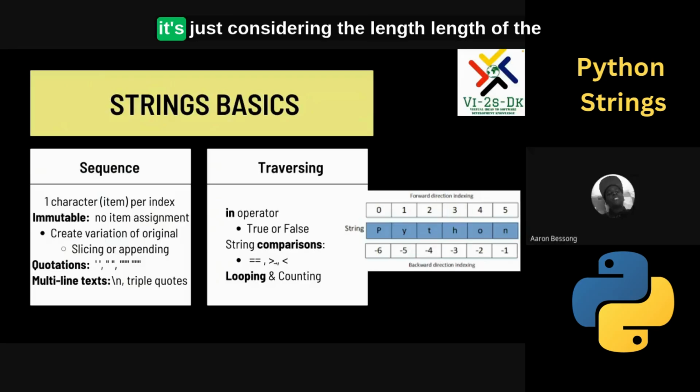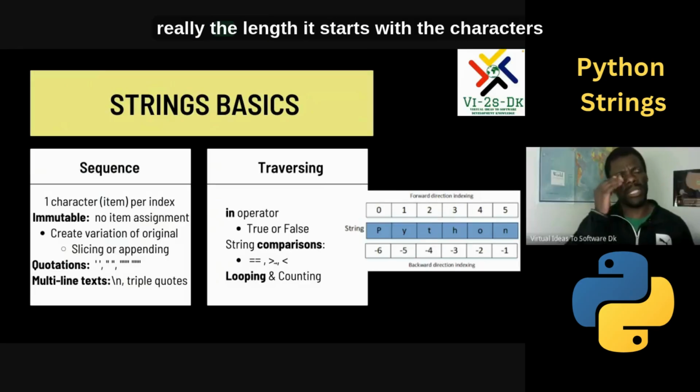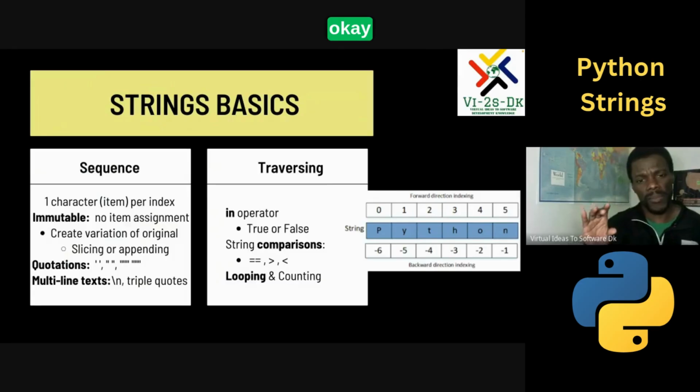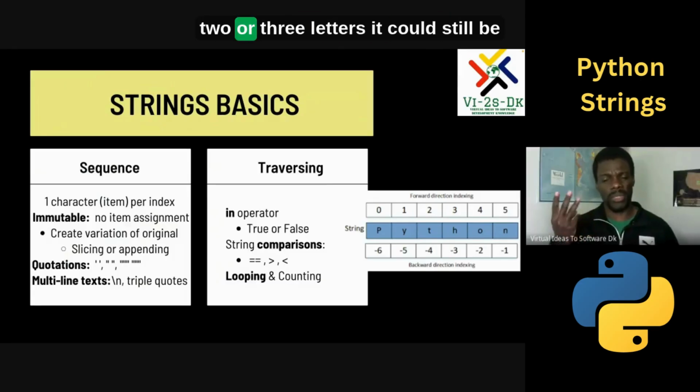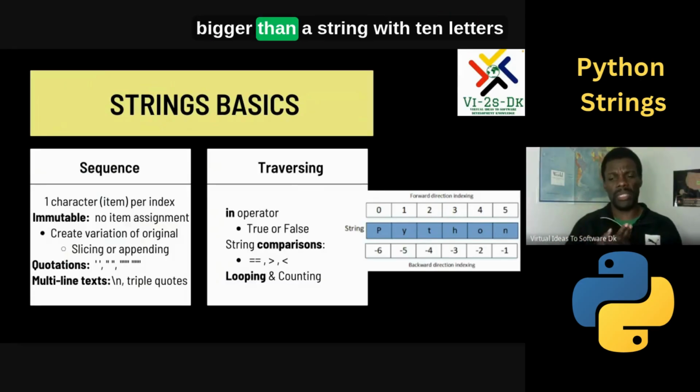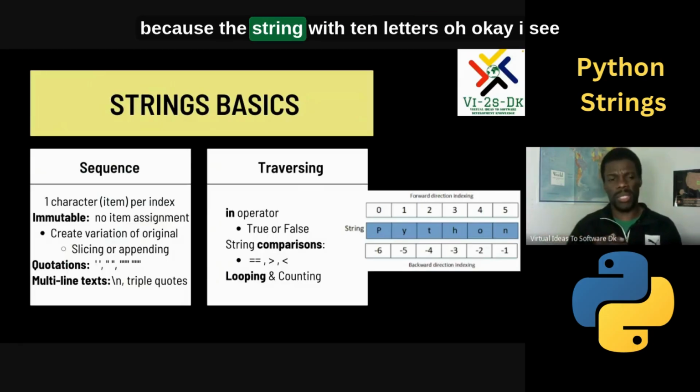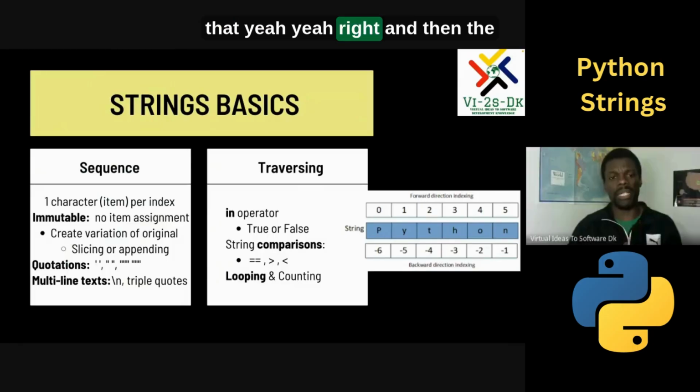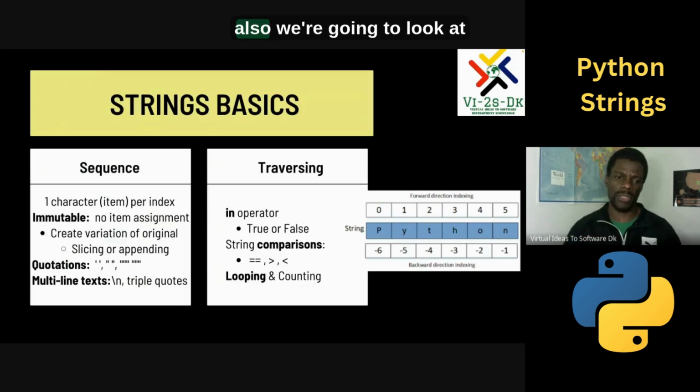Yeah, so technically it's just considering the length of the string, right? Not really the length. It starts with the characters. Okay. So if it's a string with 2 or 3 letters, it could still be bigger than a string with 10 letters. Oh, okay, I see that. Yeah. Right, it checks each one of those characters first.